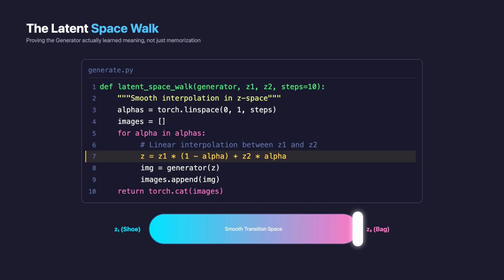One clothing item gradually morphs into another. This proves the generator hasn't memorized the data, it has learned a continuous, meaningful representation. The latent space is a universe of infinite fashion designs.